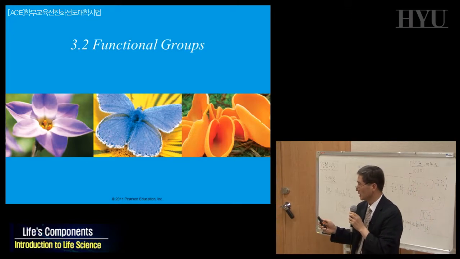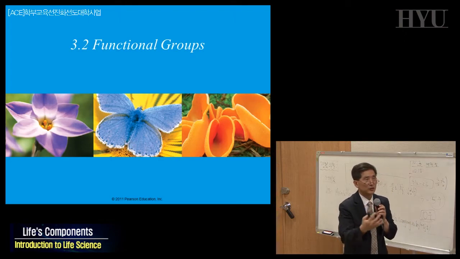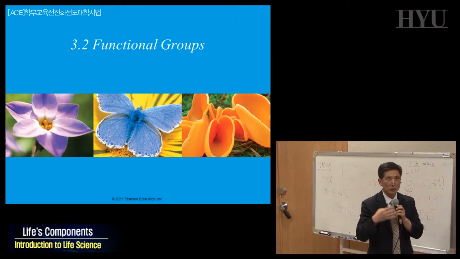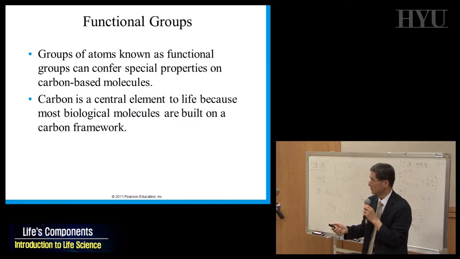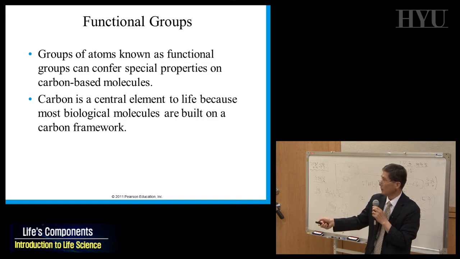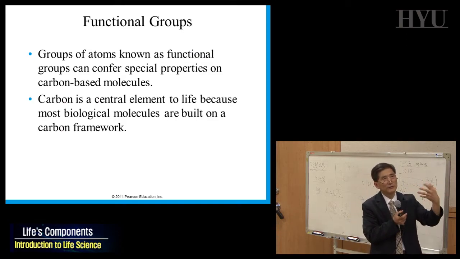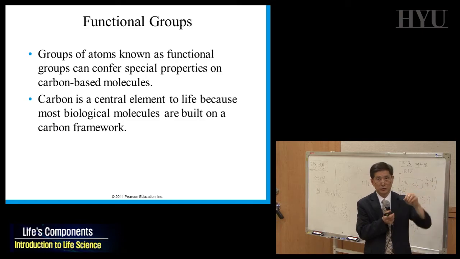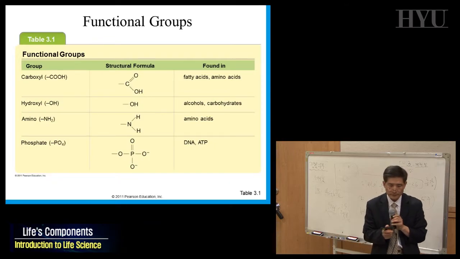So let's go through it. It's called a functional group. You will see many of these structures over and over again, so why not just go through and try to remember a little bit. It's called a functional group. This group can confer some special characteristics to the molecule. What are they?